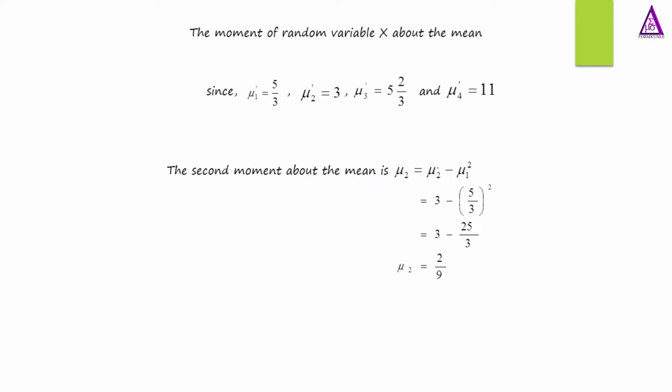mu2, which is equal to the second moment about the origin minus the first moment about the origin squared. It gives us 3 minus (5/3) squared, which is equal to 3 minus 25 divided by 9. So the second moment about the mean equals 2/9.